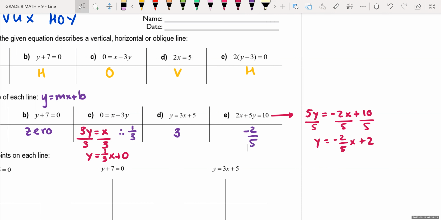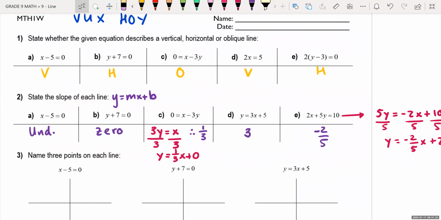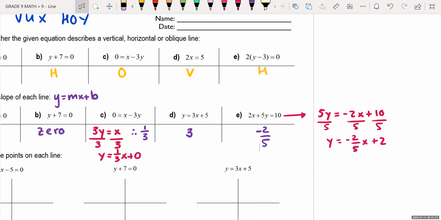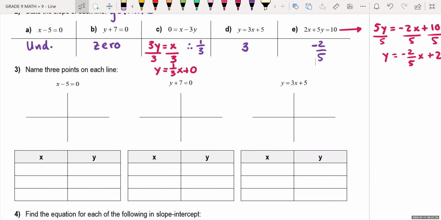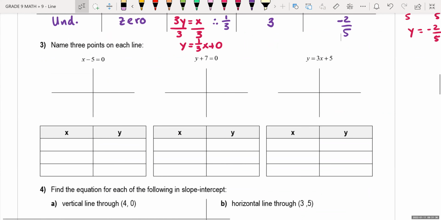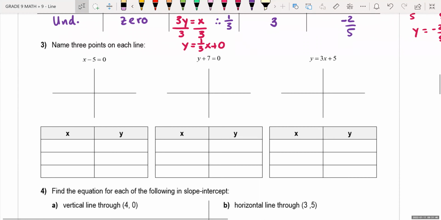Really, questions A and B are the new material, like figuring out horizontal, vertical. Questions C, D, and E we have done before, so it was more there for review. Okay, let's keep going. Question number 3. Name 3 points on each line. This is kind of like the homework question I had given you guys, and I had said that it's going to be a challenge. Now we can figure it out.